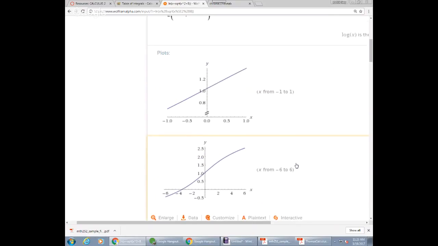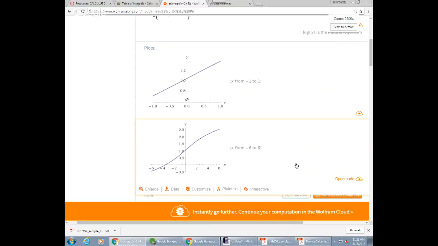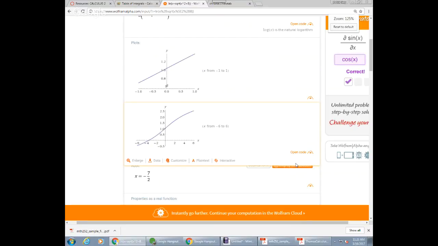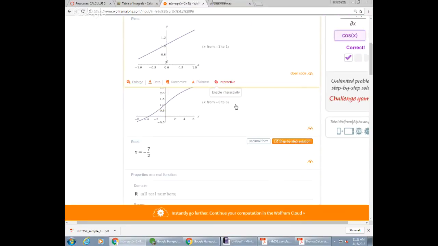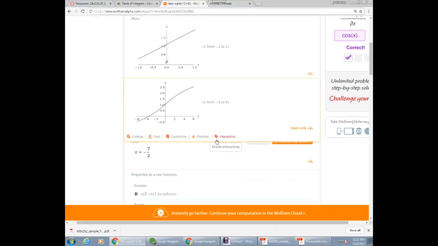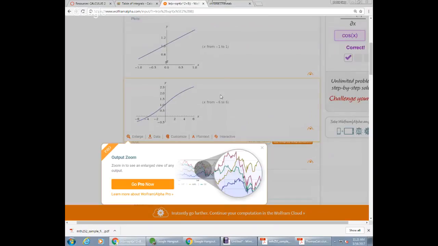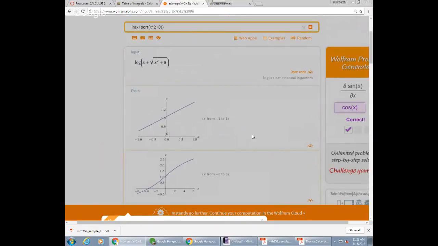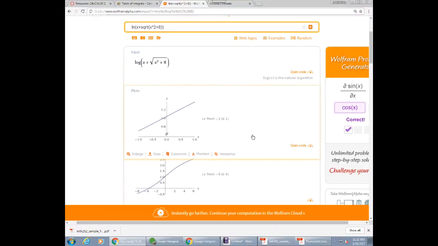And can we change the boundaries on that? Nope. Oh, it looks like we have to go pro if we want to see more of the graph. But what we're going to find is it's going to head out in each direction and just keep growing.